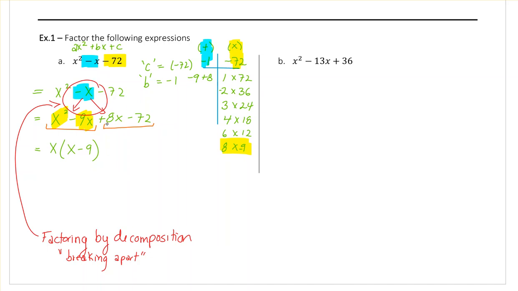Same thing here. What's common to 8x and 72? Well, they don't have a variable common to one another, but you can factor 8 out of both those terms. Well, if you factor 8 out of 8x, you're just left with x. And negative 72 divided by 8, well, that's negative 9. At this point, you notice something. You notice that you have the exact same thing left in your brackets.